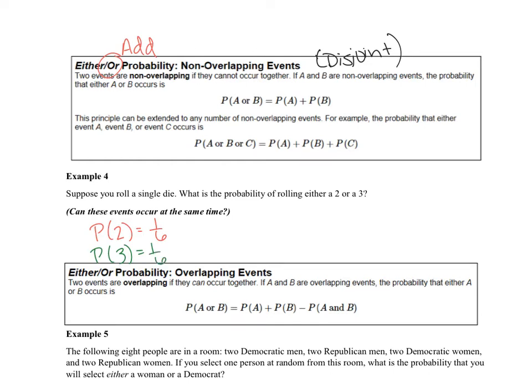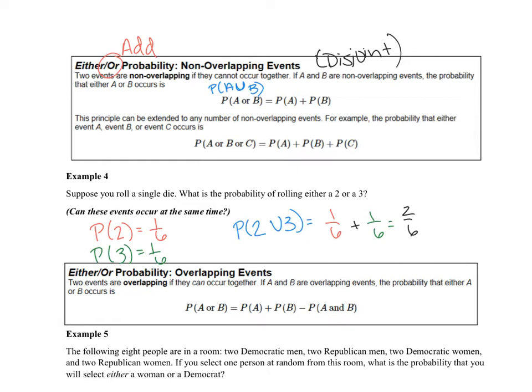So when we write the probability of A or B, this can also be written as the probability of A union B. And when we look at this problem, the probability of rolling a 2 or a 3 is equal to 1/6 plus 1/6, which is 2/6. So there's a 2/6 chance, or 1/3 if you want to reduce it, of rolling a 2 or a 3.